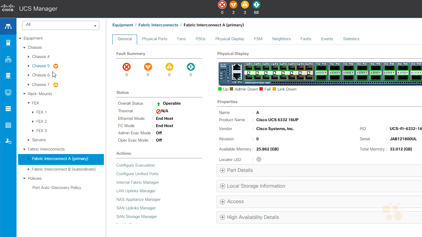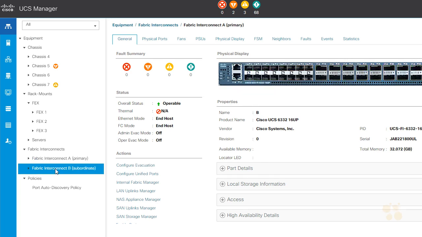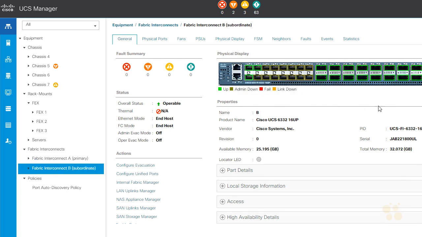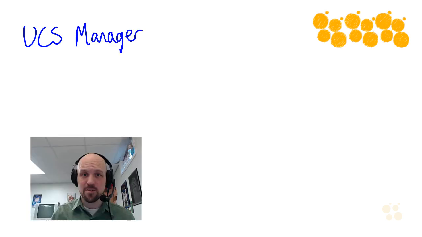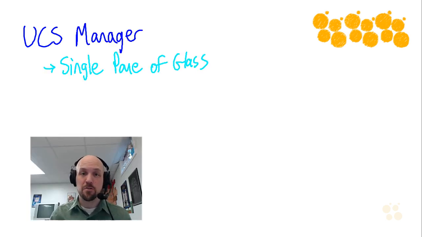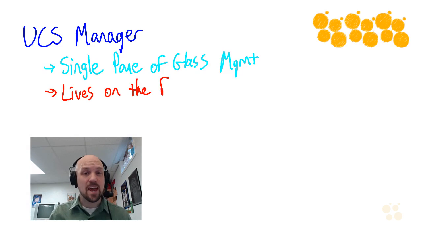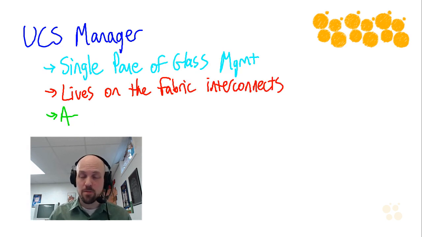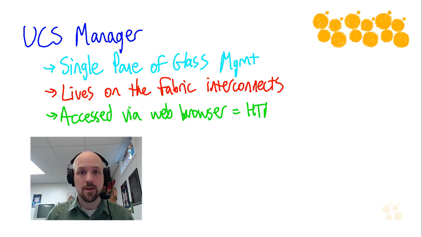There is a tree over here on the left. You see that we've landed on Fabric Interconnect A. We could click over to Fabric Interconnect B and take a look at that and see the interface statuses on there. So overall, UCS Manager is very intuitive to use. UCS Manager is a big part of what makes UCS special. It allows us to manage all of those servers from a single pane of glass. It's accessed via our web browser through an HTML5 interface, and it lives on the Fabric Interconnects.